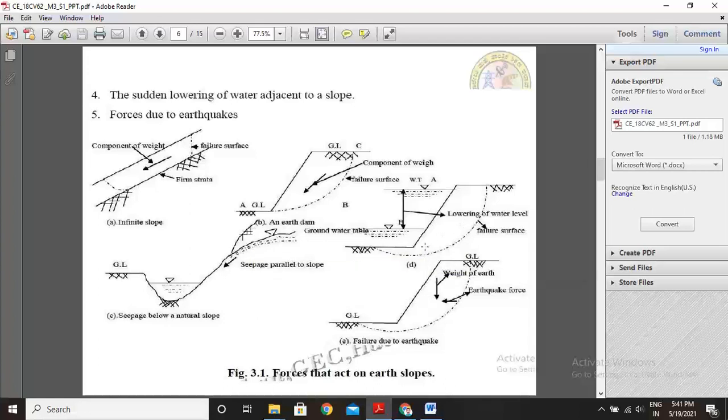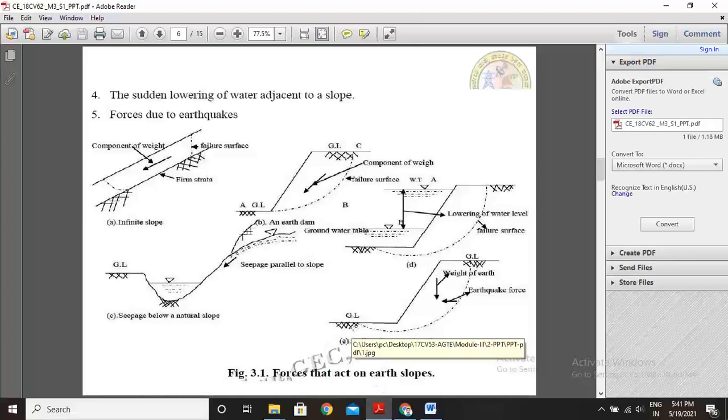See these diagrams. This is the embankment, and this is the groundwater table. From here to here, due to lowering of the water level, a failure surface occurs like that. From here to here the water table is lowering, so this failure surface takes place.